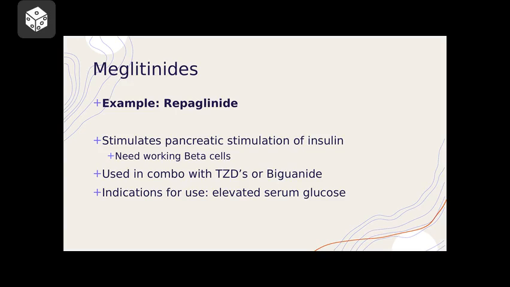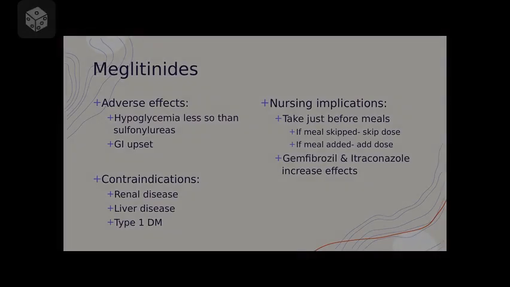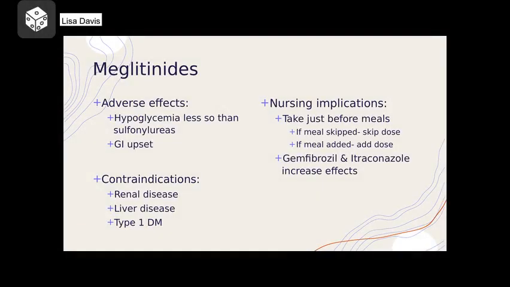Generally, we are going to see it given in combination with other drugs like a TZD or a biguanide, and this medication is going to be used for elevated blood sugar. Our adverse effects with drugs like repaglinide are going to include hypoglycemia and GI upset. Our contraindications, again, are going to be renal disease and liver disease, as well as type 1 diabetes. Why? Yes, because we need beta cells for this medication to work.